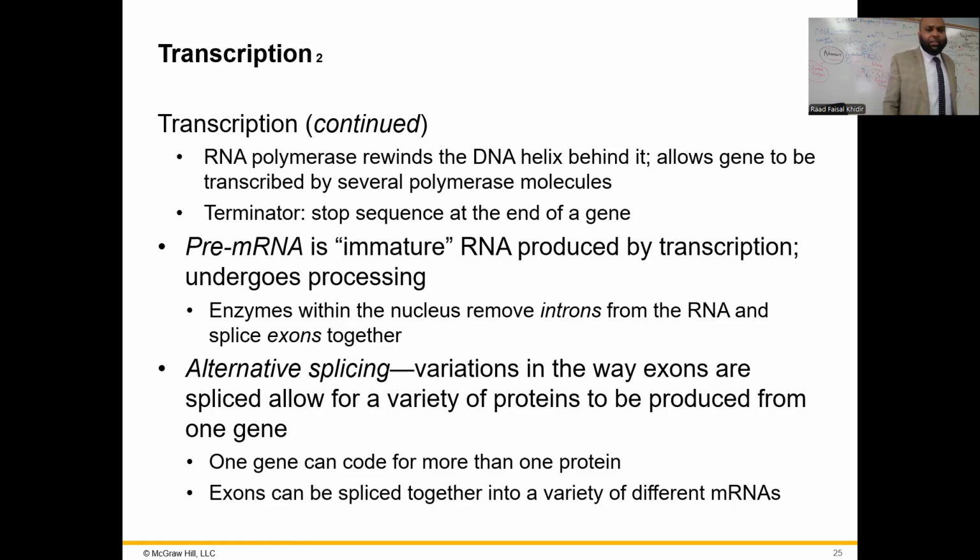Right there it is. Alternative splicing. You guys see alternative splicing? The variations in the way exons are spliced allow for a variety of proteins to be produced from one gene. So one gene can code for more than one protein. Exons can be spliced together into a variety of different mRNAs. So the exons are going out, so it's no longer nascent.